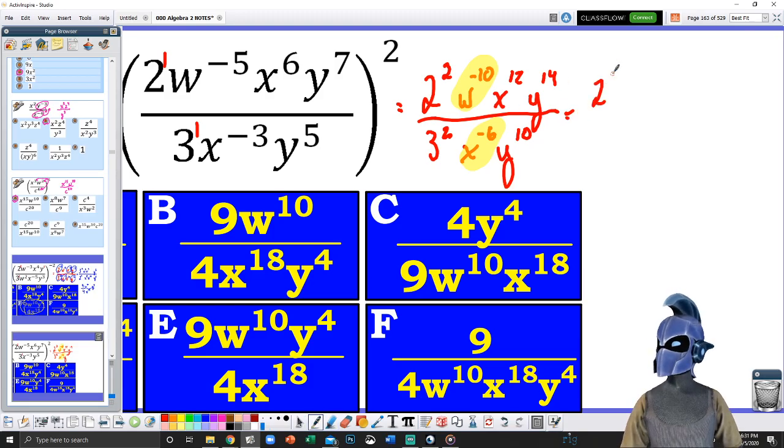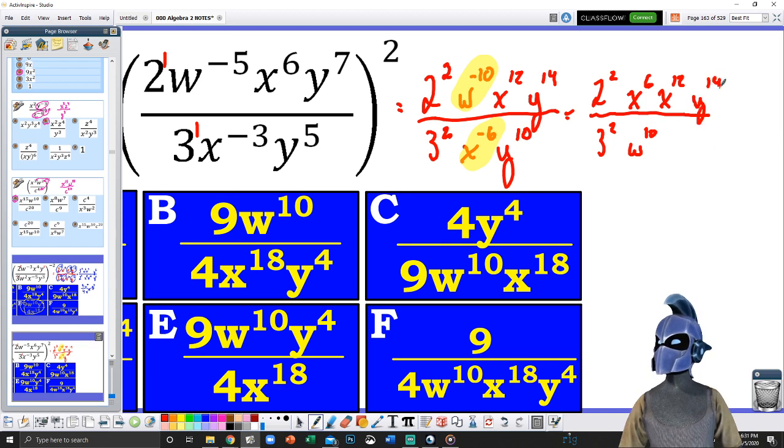So I've got 2 squared, that stays the same. X to the 6 comes up. X to the 12th stays where it was. That W to the 10th goes down. And the Y's stay where they were. Okay, this is looking like a pretty nice one. So 2 squared is going to give me 4. 3 squared is going to give me 9.